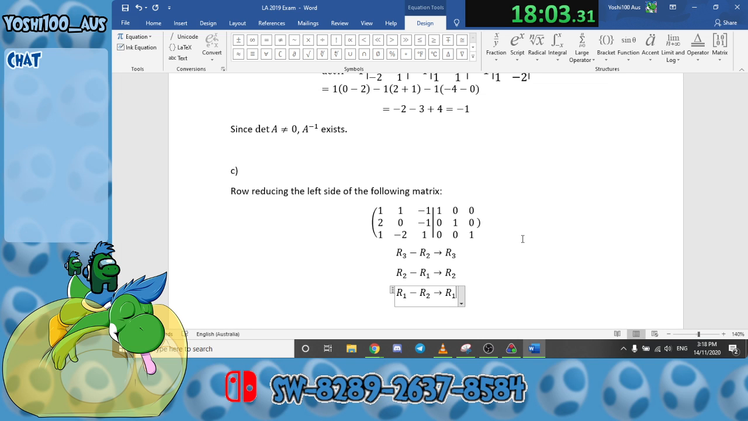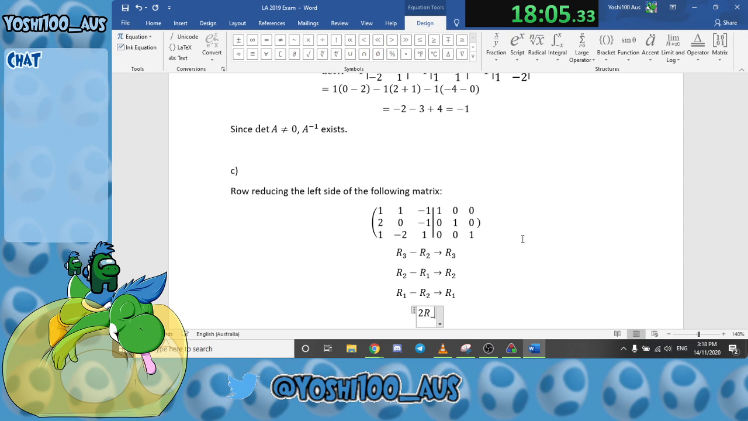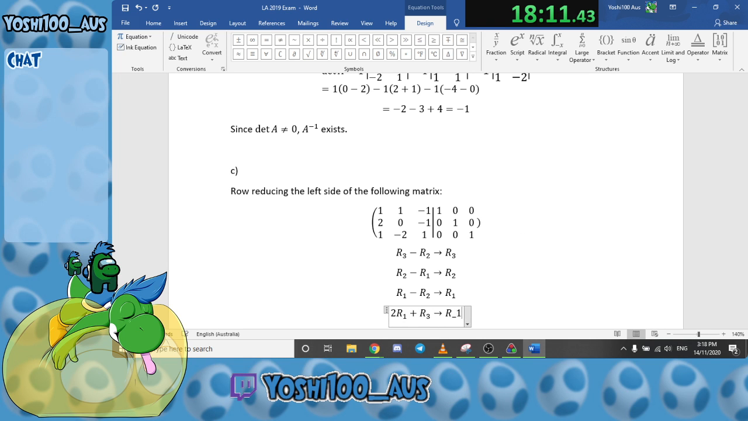Is 0, minus 1, 1 here. Okay, so next step is 2R1 plus R3 equals, or becomes, R1. That operation is for R1. Cool. Okay, and at this point we actually have a pivot in the second.